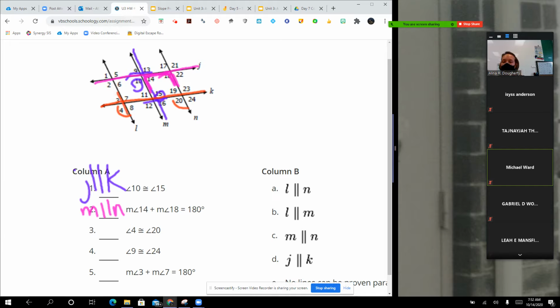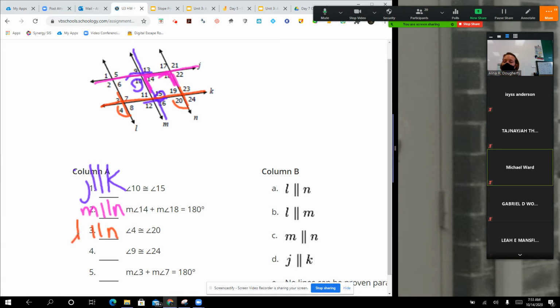So which lines are going to be parallel? I'm going from the L block to the N block. So L is parallel to N. I'm going to make that an L like that.